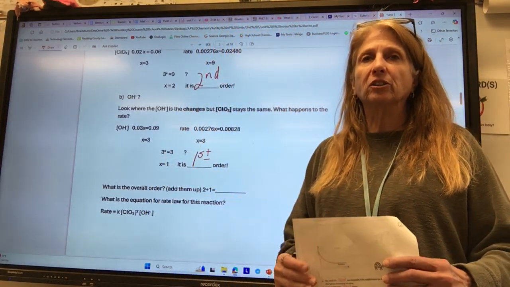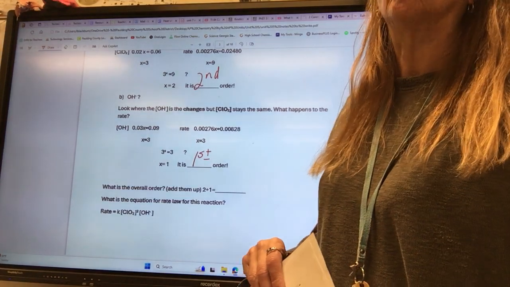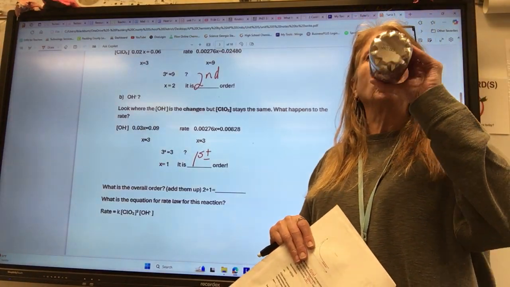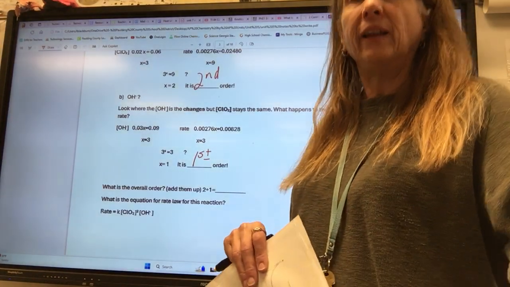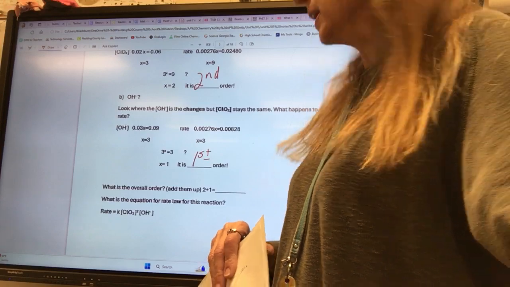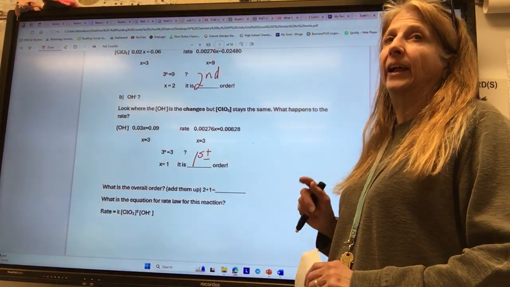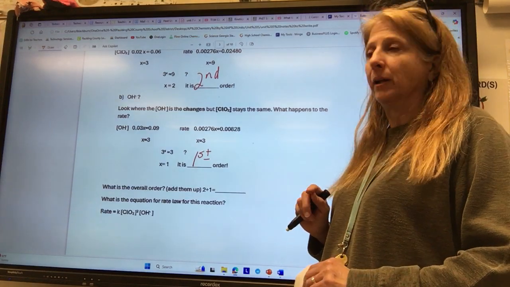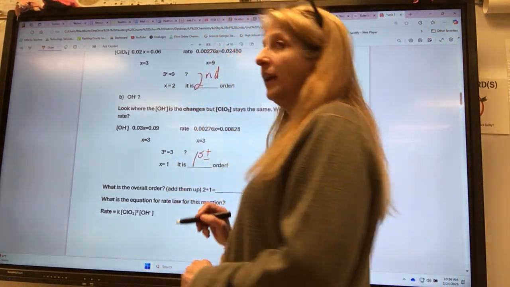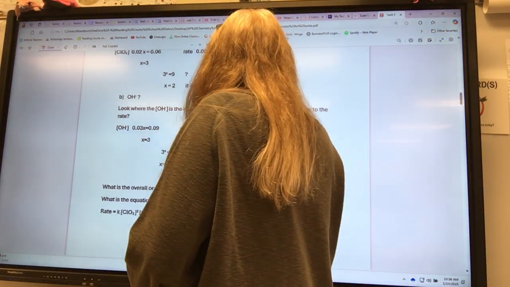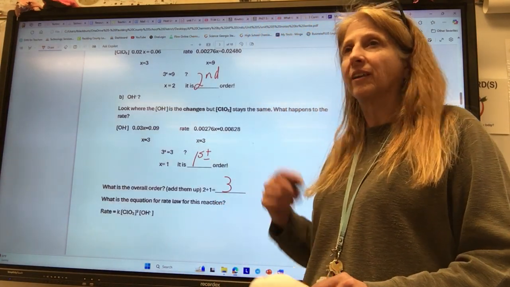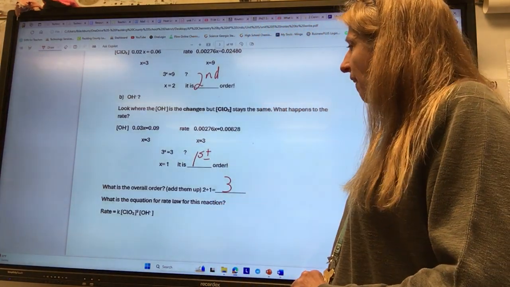So they'll give you a little data table and ask you that question on the AP test. Can you do it? Yes, you can. Okay, so then they'll ask you the overall reaction order, and you just add them up. So 2 plus 1 is 3. See, I told you it wasn't hard. You just have to remember what to do next.